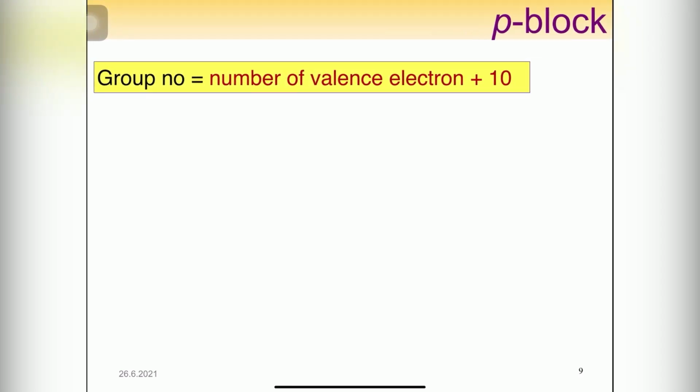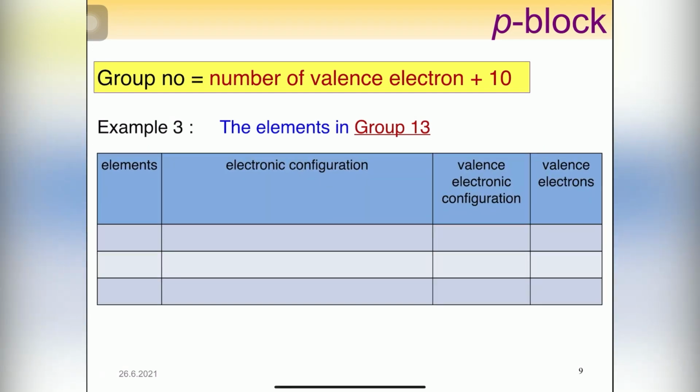Okay, let's see the p block. For the p block, the group number is the total number of valence electrons plus 10. For example, we refer to the elements in group 13. Let's see boron, with proton number 5. This is the electronic configuration for boron. The highest n is 2, and at n equal to 2, there are orbital s and orbital p.